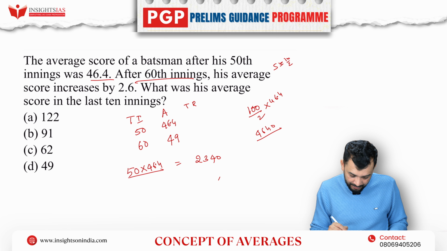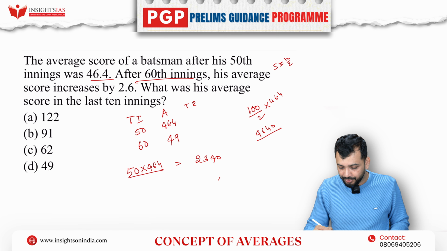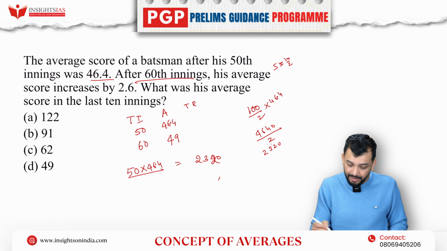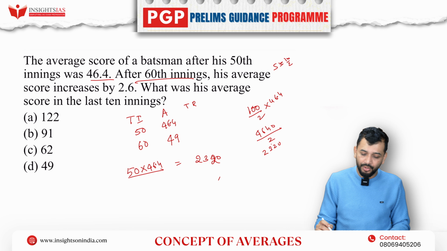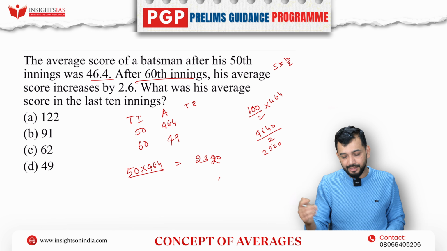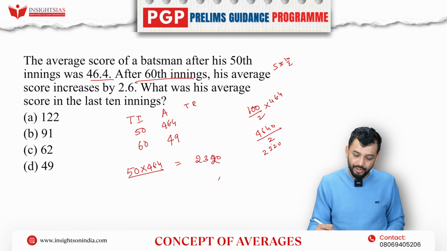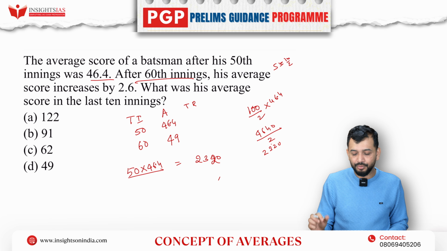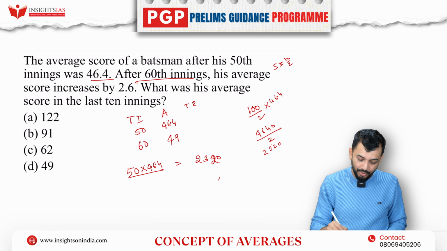4640 divided by 2 is 2320. So rather than multiplying 50 into 46.4, I can multiply with 100. I can just replace it as 46.4 into 100, which is 4640, divided by 2. Then you can do it. Similarly, if 46.4 into 5 is there, then what can you do?